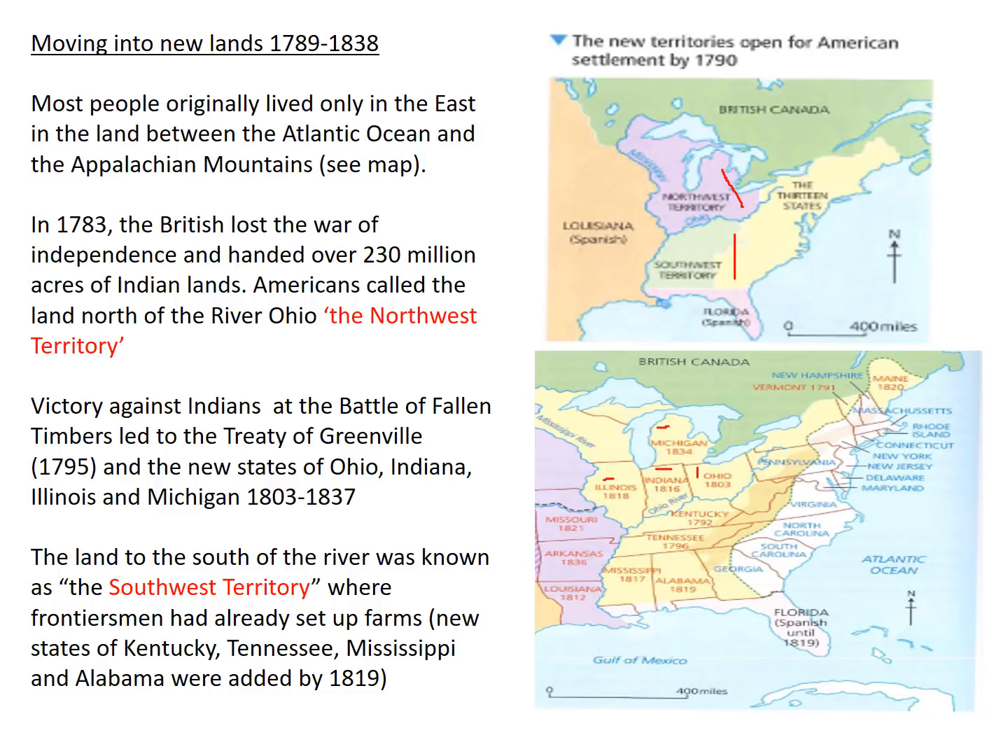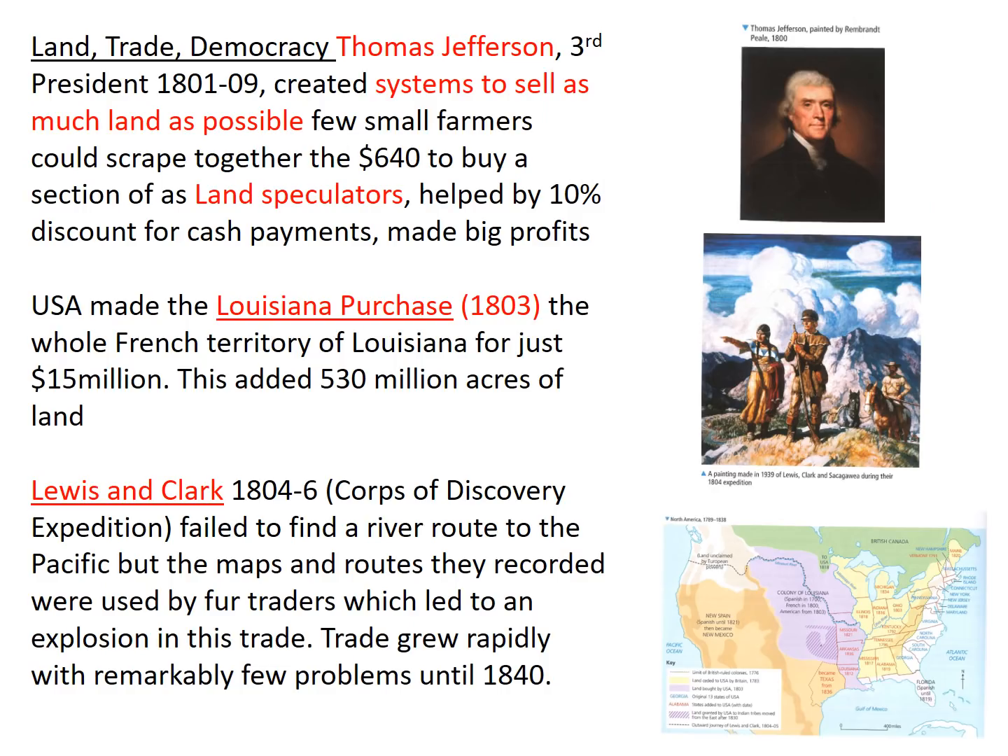And in the Southwest, immediately the frontiersmen had set up their farms in the areas of Kentucky, in Tennessee, in Mississippi, and in Alabama. So there we have the divide between the Northwest and the Southwest territories. Okay, initial gaining of the land.